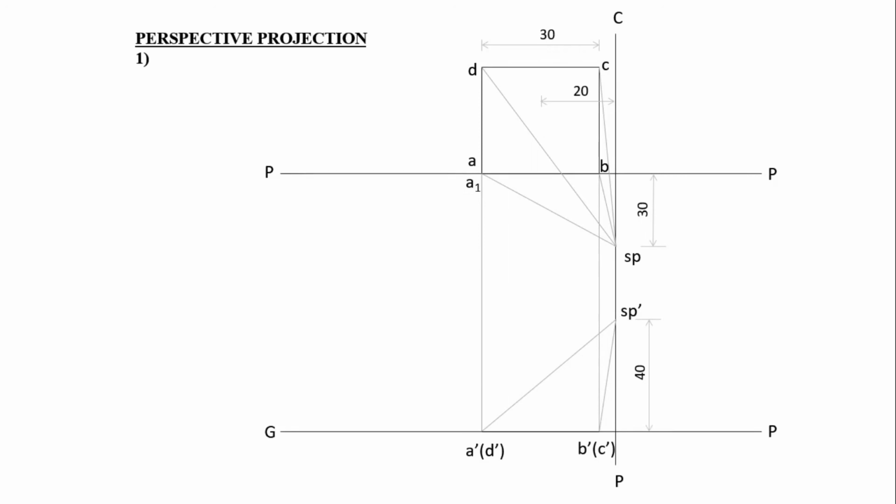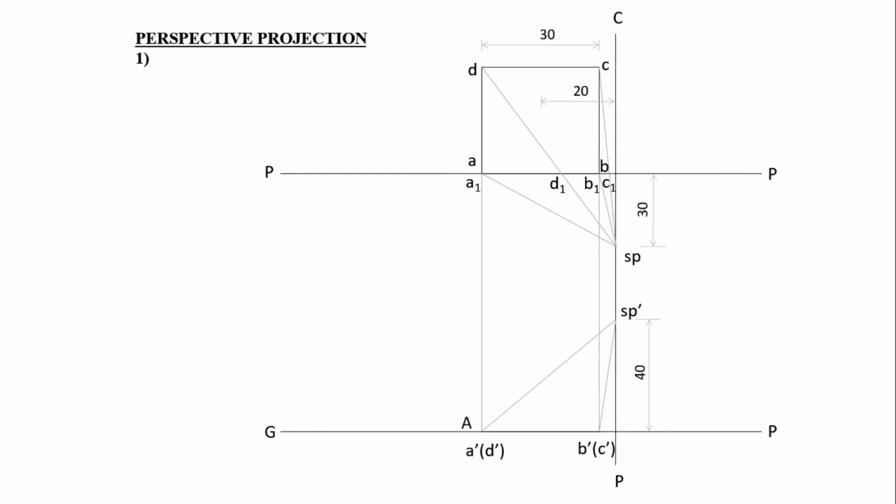Now we name the points of intersection of the visual rays with the picture plane. The point A as well as A1 will coincide. A1 is the point where the visual ray from A intersects the picture plane, so it will be the same point. Then the visual ray from D intersects the picture plane at the point D1. Then B1 is the same point as B. Then C1 is also marked.